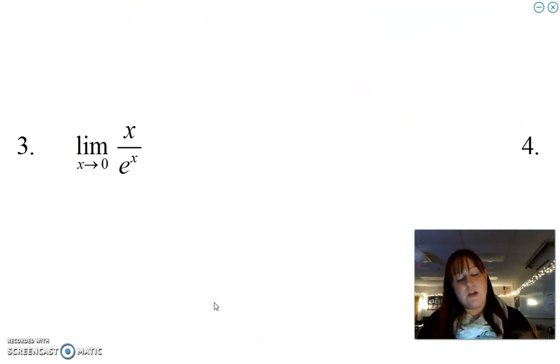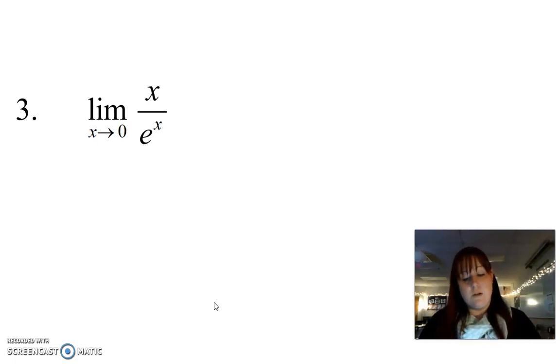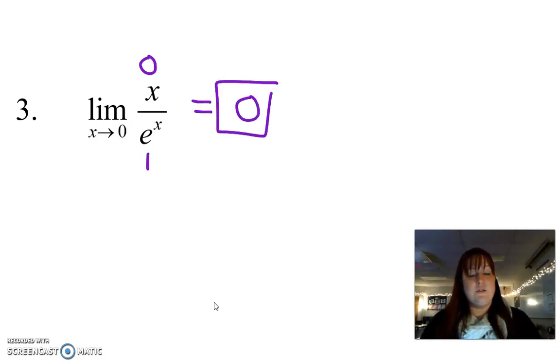Okay, number 3. Again, in our heads, we're going to think, if I use direct substitution, if I put 0 in for x, I get 0 over 1. What? I get 0 over 1, not 0 over 0. That's not an indeterminate form. 0 over 1 is just 0, right? 0 divided by anything is just 0. So this one does not need L'Hopital's rule.